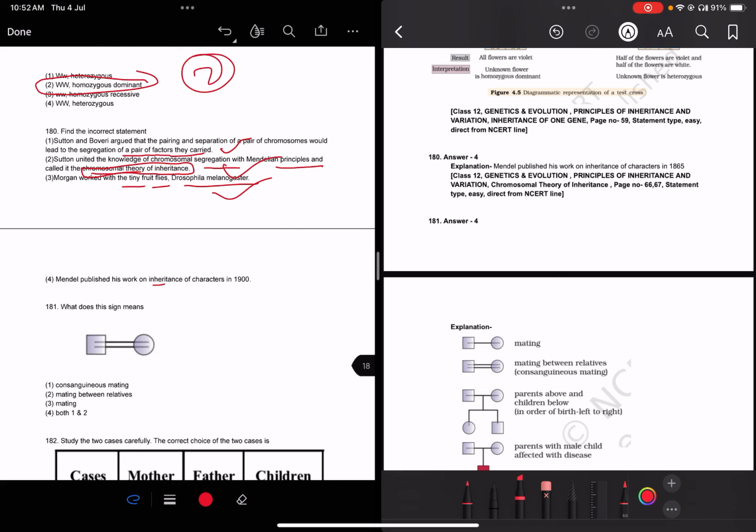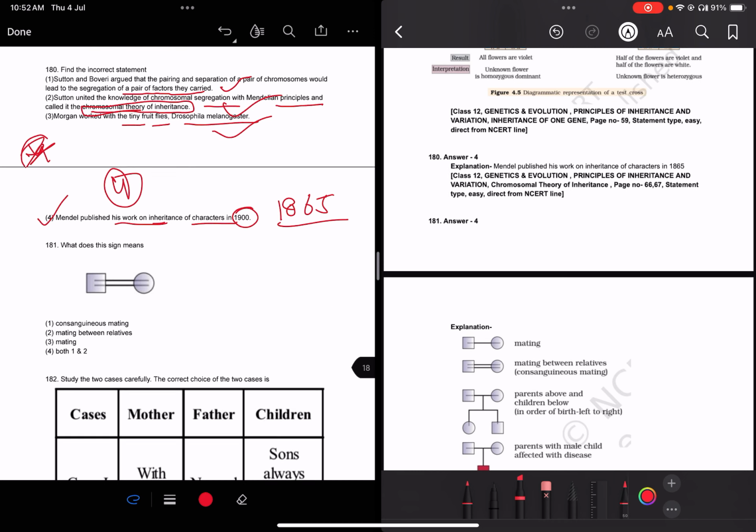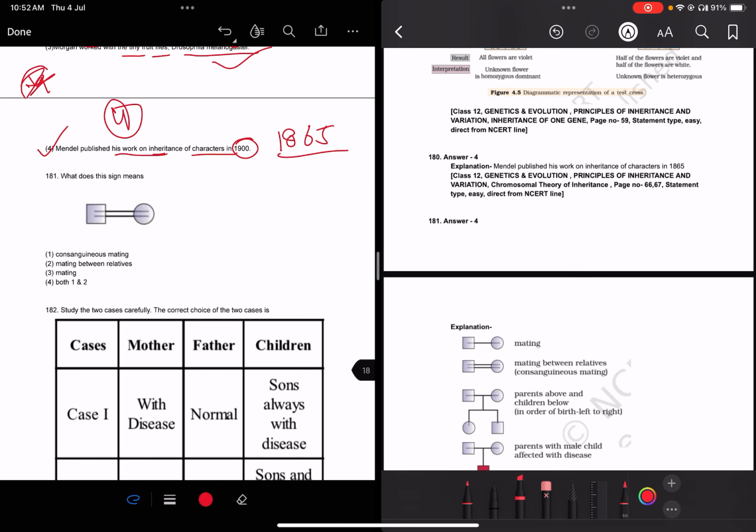Mendel published his work on inheritance in 1865, but up to 1900 no one focused on it. It was hidden. So Mendel published in 1865. The answer is 4, because at that time the discovery of the cell and many other things were also happening.